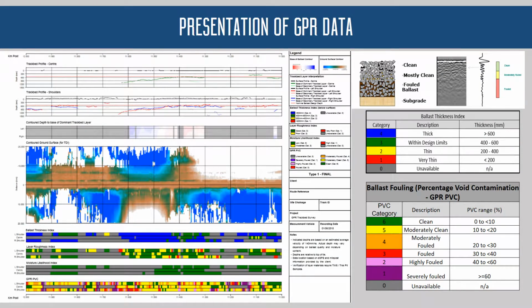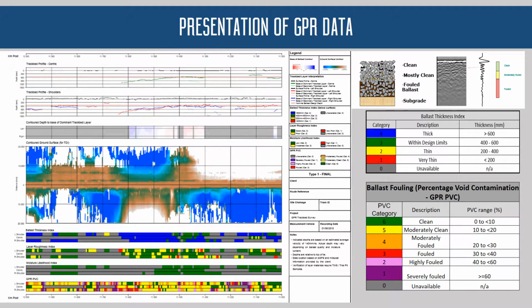When first processed, the GPR data produces a radargram image, an example of which can be seen here. The signal from the GPR scatters off the ballast particles in the air voids, creating the different shades in the radargram. These are then interpreted to develop the PVC. This figure shows how this is processed. This is the fully processed data that was presented in PDF format.